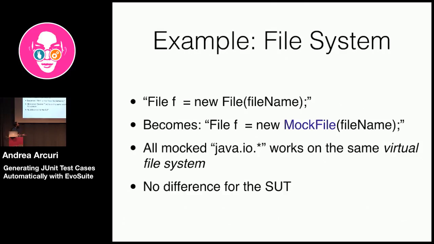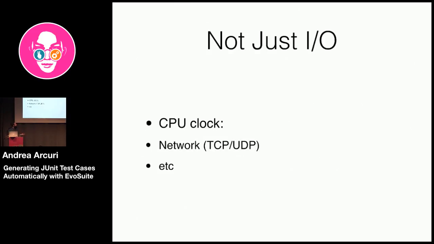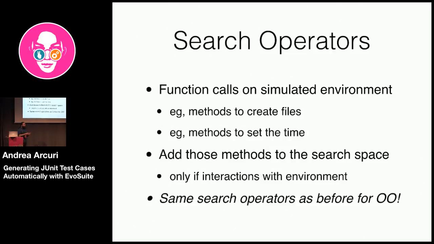For example, if in your software you have something like file f equal new file, the bytecode instrumentation will replace that new file with a new mock file. And you can do it for all kinds of operations in Java I/O. From the point of view of the system under test, there is no difference, because those mocks are working on a virtual file system. But not just I/O, you can do the same things for the CPU clock, networking, TCP, UDP. And then, once you have that, you can add search operators in your search to generate those inputs.